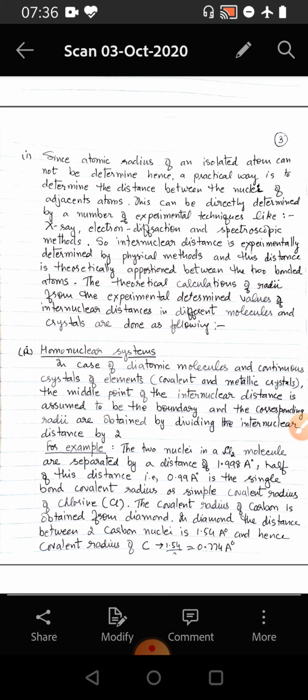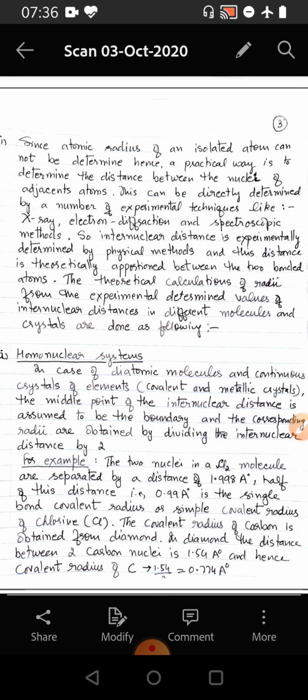This can be directly determined by a number of experimental techniques like X-ray, electron diffraction and spectroscopic methods. So, internuclear distance is experimentally determined by physical methods, and this distance is theoretically apportioned between the two bonded atoms. The theoretical calculations of radii from the experimentally determined values of internuclear distance in different molecules and crystals are done as follows.